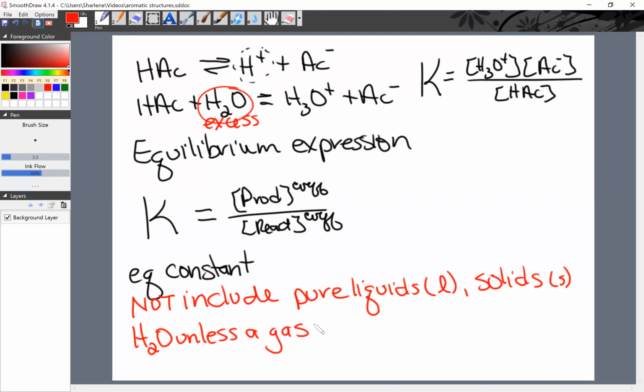All right, so in this case, we are not going to include the water. And all of the coefficients are 1. So of course you don't have to write the 1, but that implies that those are all 1. Now I'm going to go one step further, and I'm going to identify what kind of an equation this is. The subscript A stands for an acid ionization.